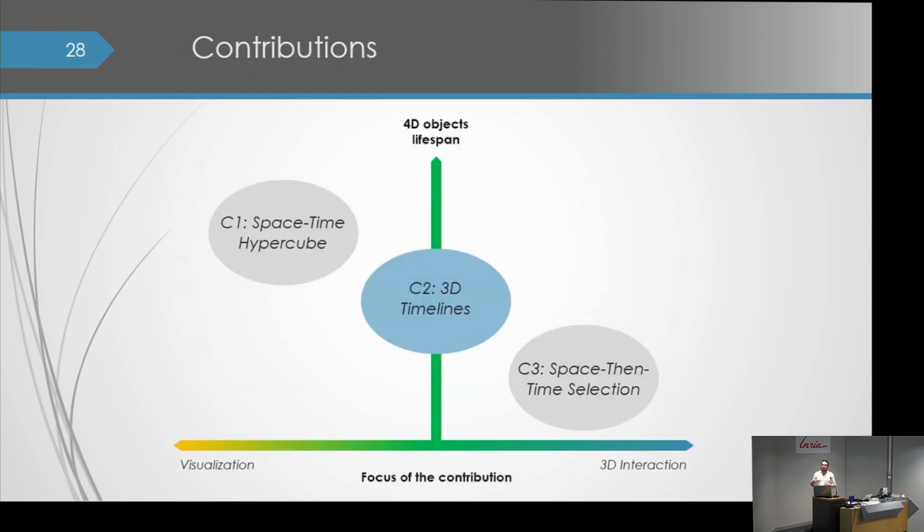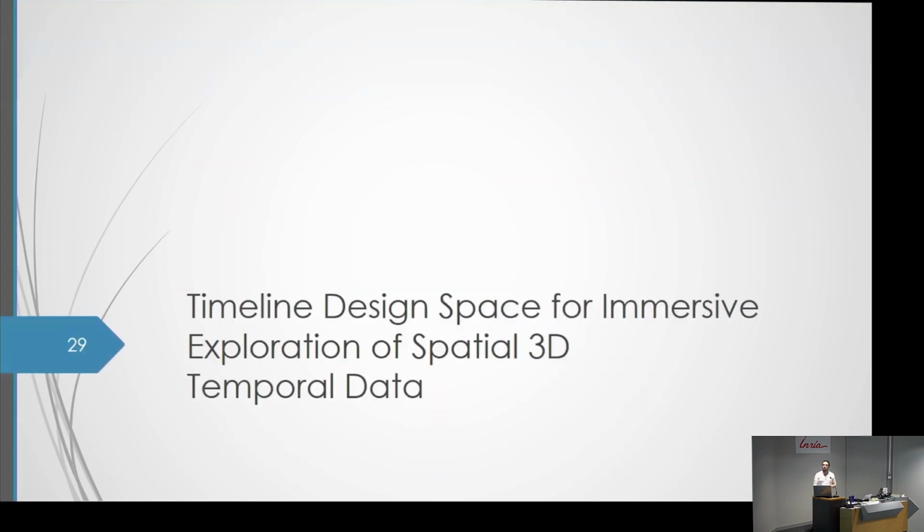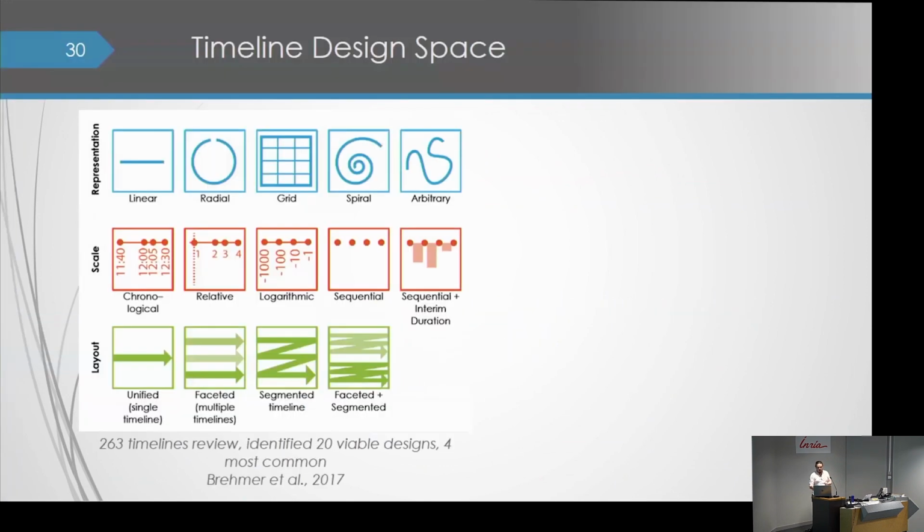So now that we designed a method to have a global behavior overview, we aim at the visualization of more local temporal contexts, maybe 4D objects of medium size. And as such, we relied on timelines. So we propose a timeline design space made for immersive exploration of 3D temporal data. To do so, we relied on an existing timeline design space made by Bremer in 2017.